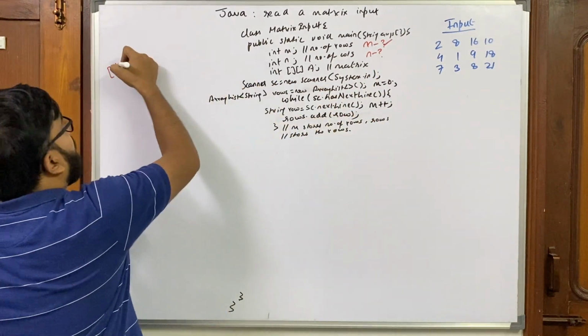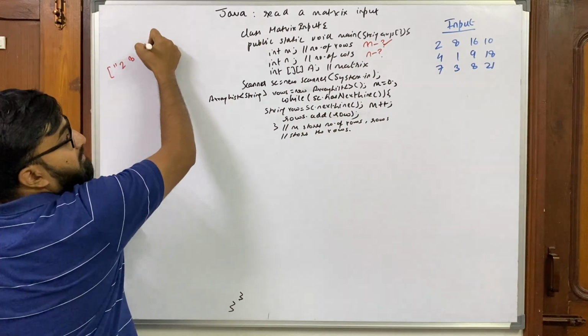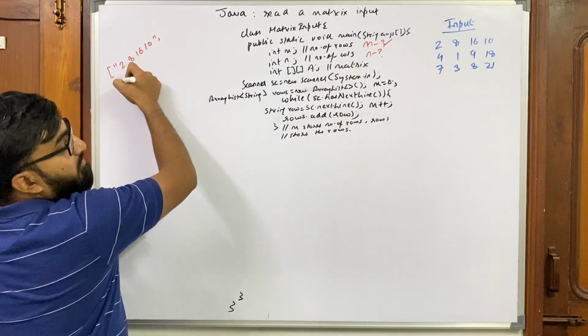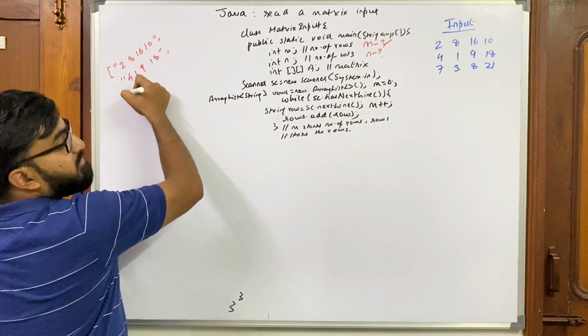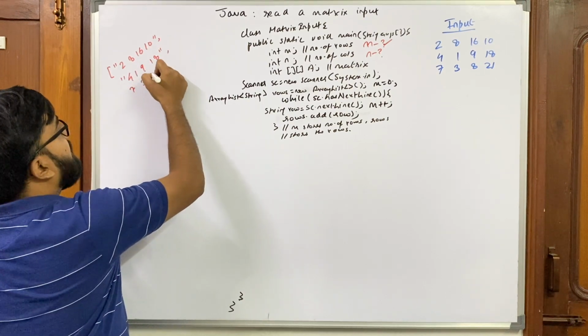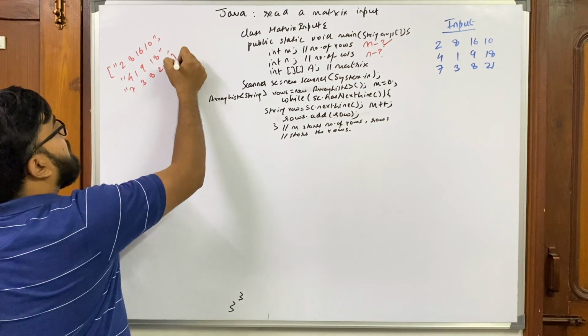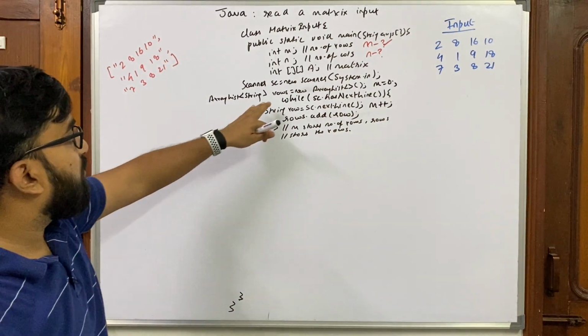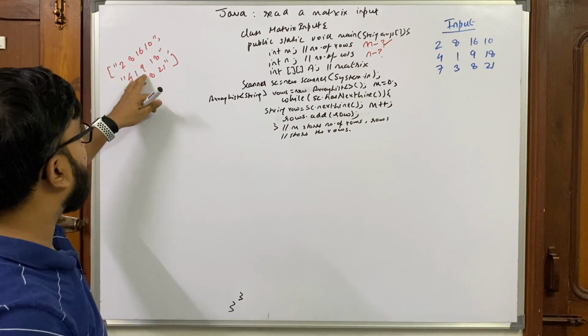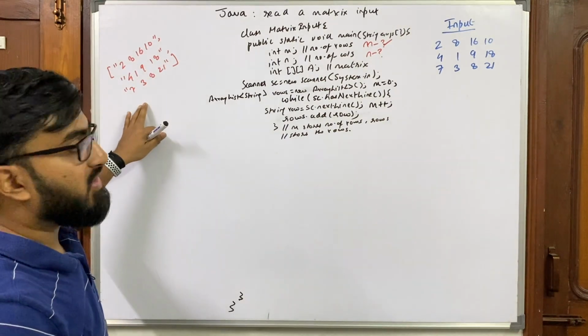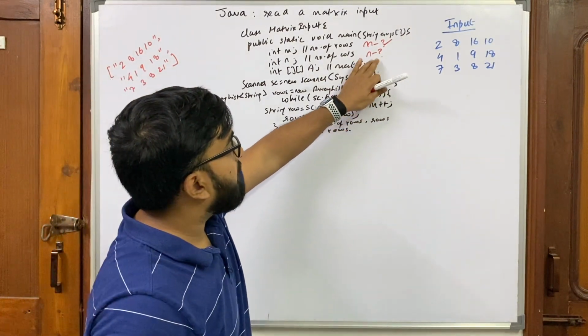So this job is done, and if you consider this ArrayList, the first row will look something like 2, 8, 16, 10, and the next row will be like 4, 1, 9, 18, and the next row will be like 7, 3, 8, 21. This is also a string. So this rows will have 3 strings, and each string will be a row. So our next task is to find the number of columns.